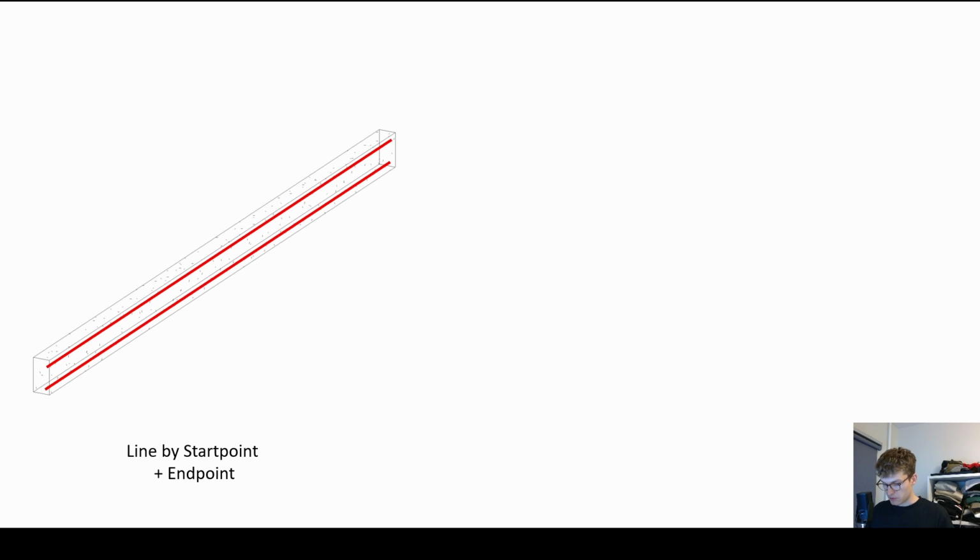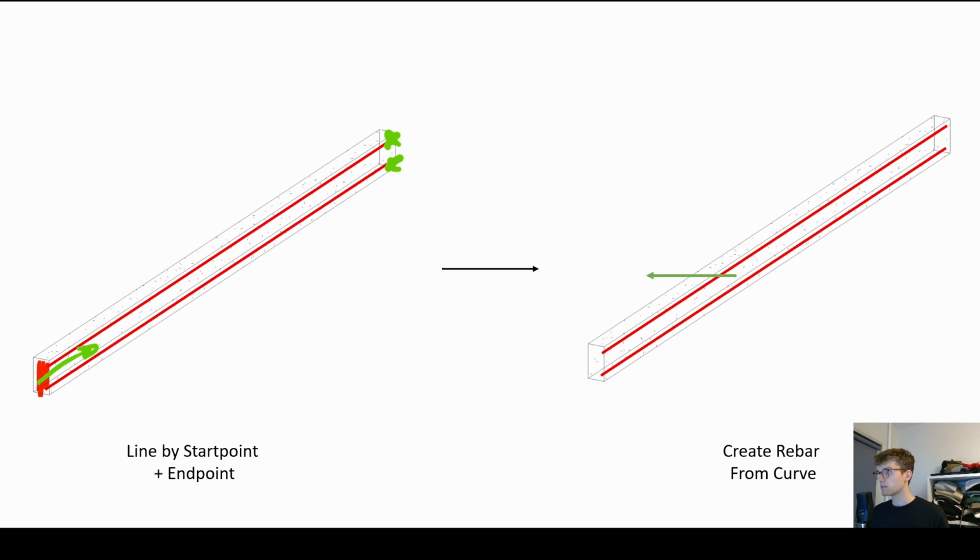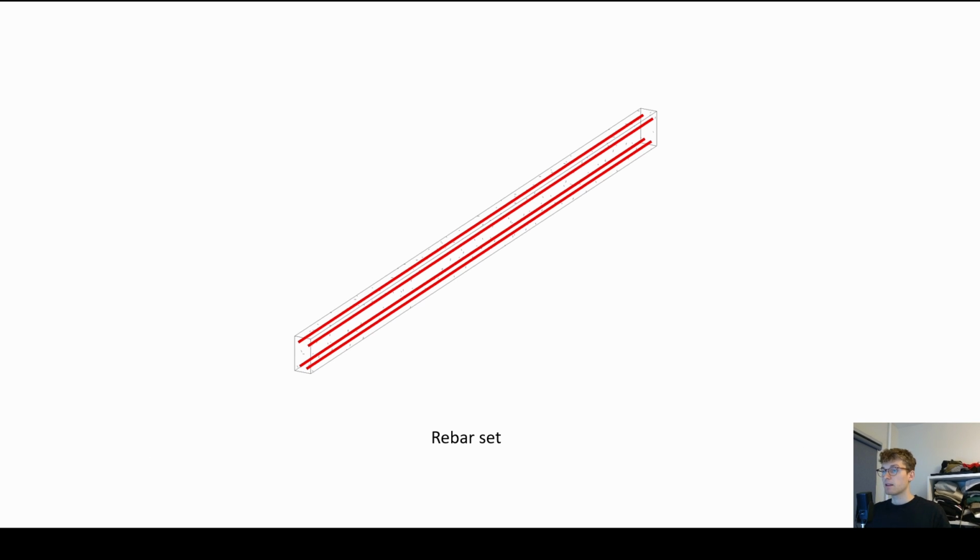Simply because we have this face here, we can get the normal vector in this direction. So with that vector and with the length, we can find out those 2 points back here and can create a line by start point, end point. And from that, we can create our first rebars from curve. And we also need to know the vector in which direction we want to distribute our rebar set. That is the green vector in this case. And then lastly, we are creating from one rebar a whole rebar set.